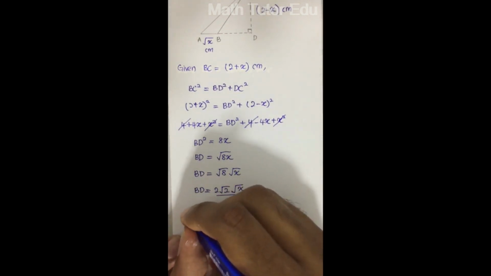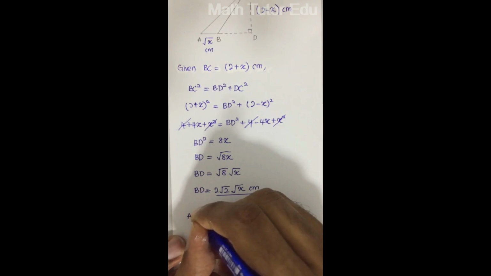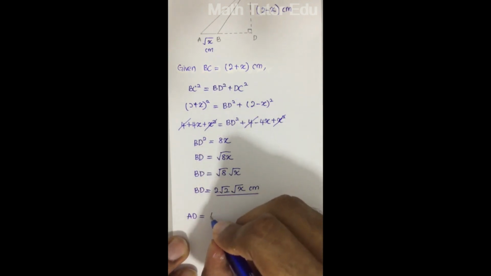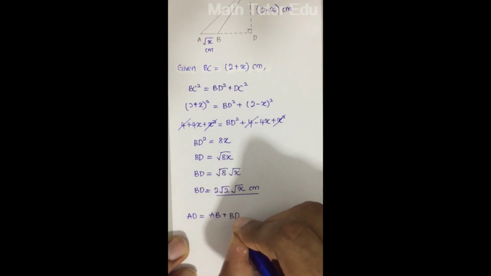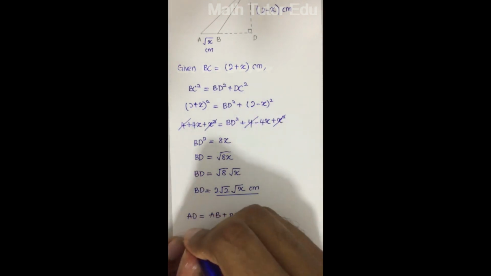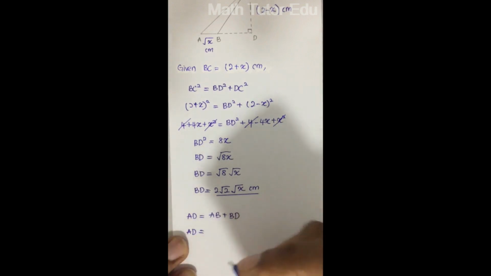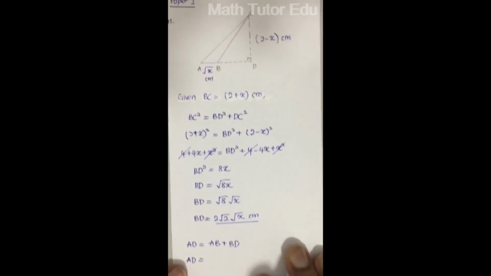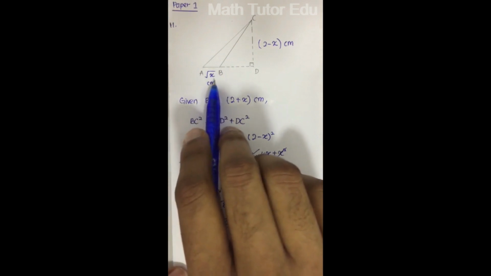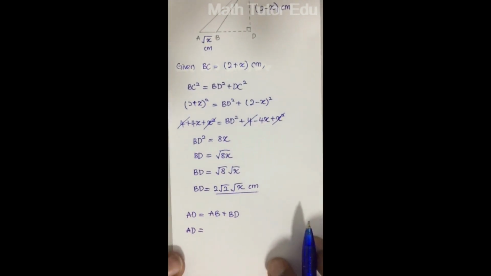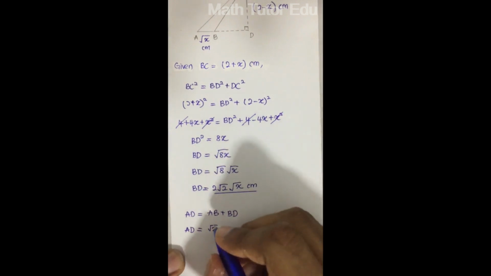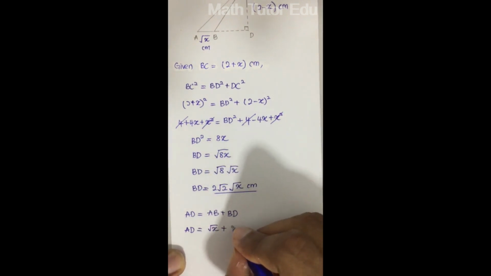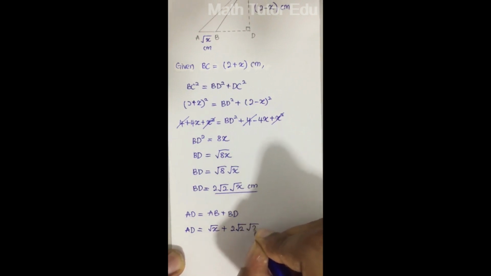AD, we can come up with the equation that is equal to AB plus BD. So from here AD is equal to AB, which we have written over here is surd x. You can even refer to your question as well. Surd x plus 2 surd 2 times surd x.